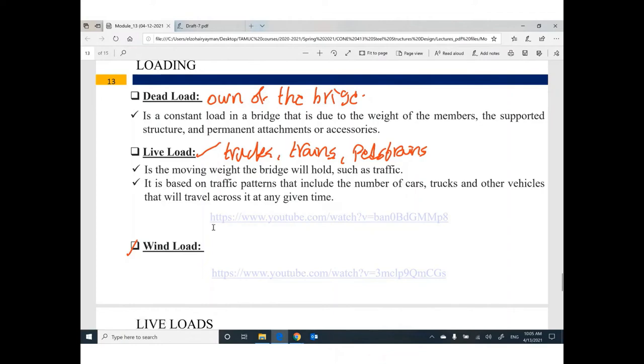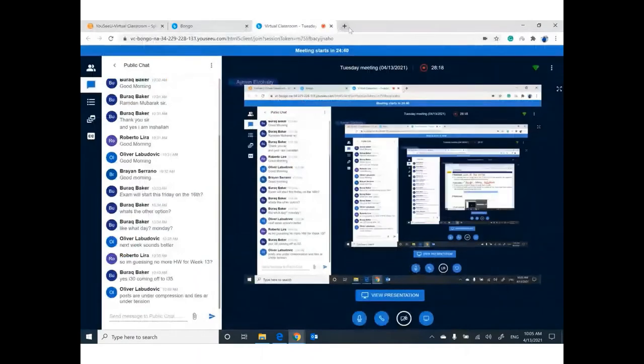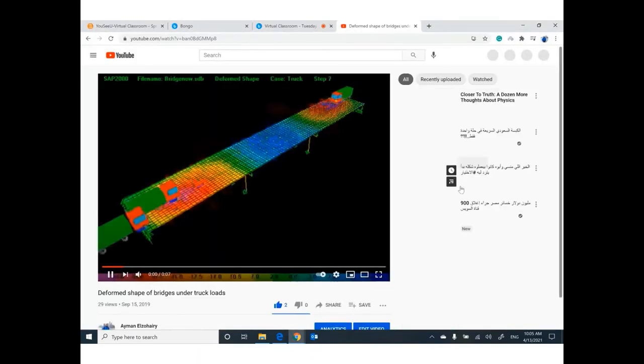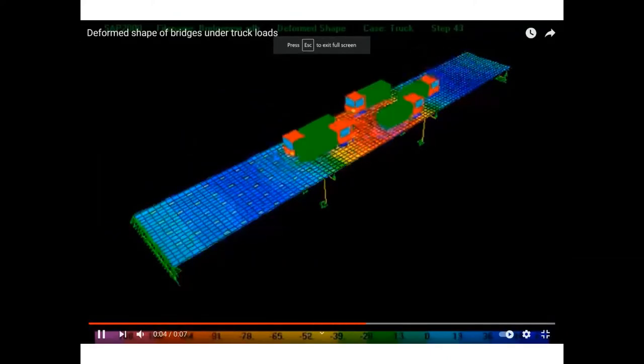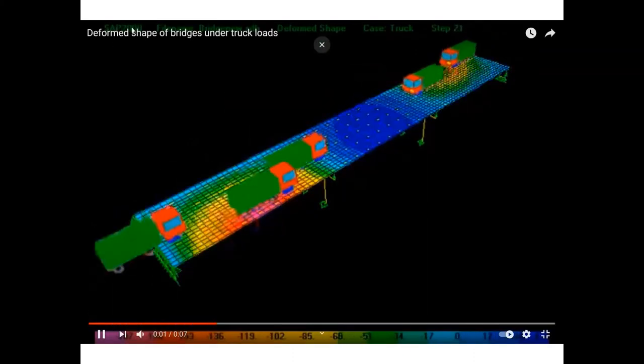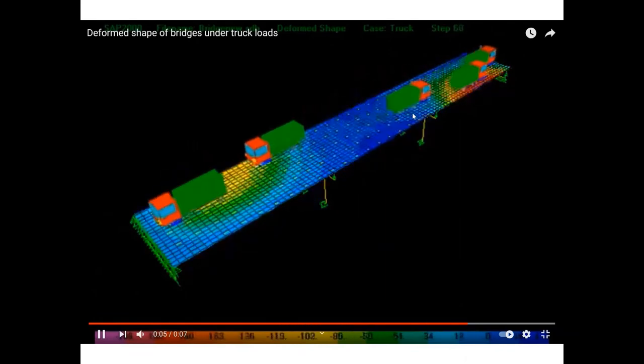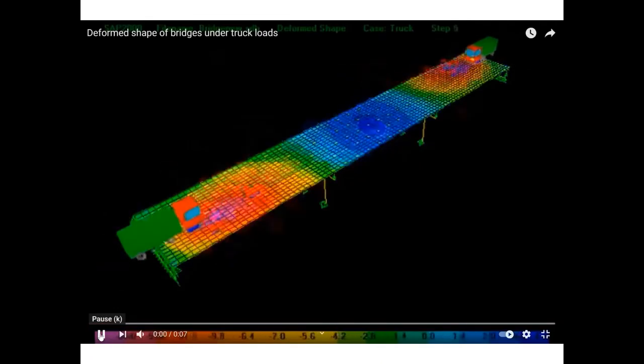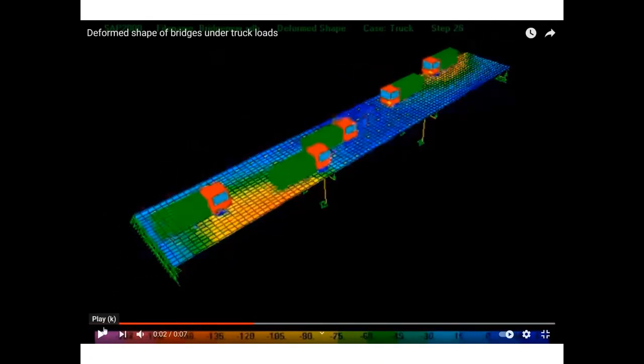And this video, I made it with a software called the SAB. Can you see? This is a software called the SAB 2000, showing what is the straining action or what is the deformation on a bridge due to the moving load. This video for deformation, what is the deflection? Can you see in this position, we have five trucks, two on this side and three on the other side. I can tell you this part of the bridge will have deflection.